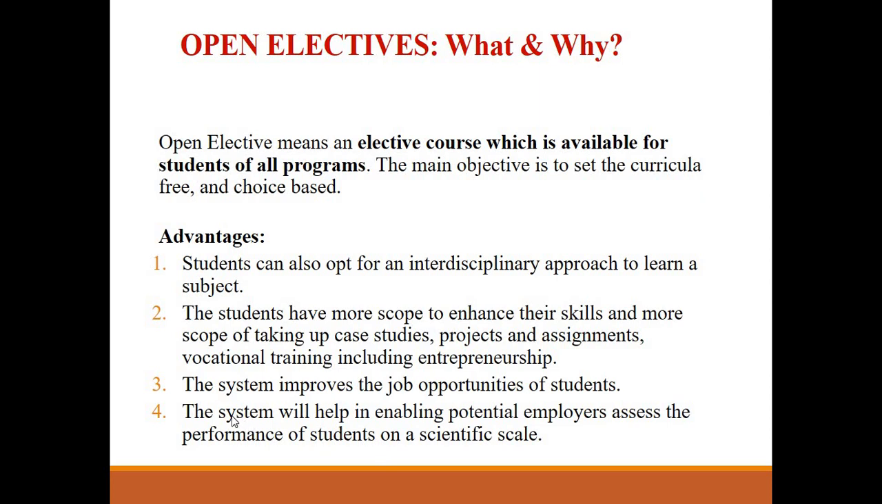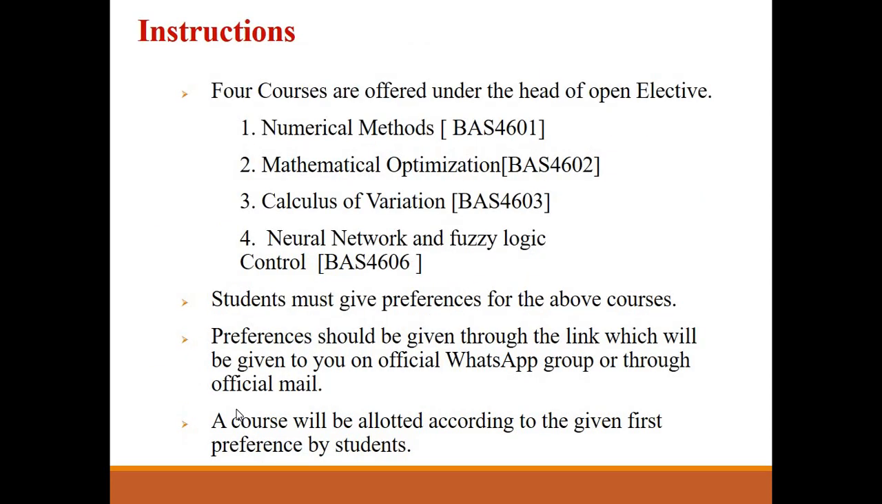So understanding what these open electives are and why we need to opt for them is essential to go further. Now let me explain how we are going to take the preferences. It will be your task to give the preferences, but some instructions need to be followed. First of all, we are going to offer you 4 courses of open electives, and all these 4 courses come under mathematics or applied mathematics.